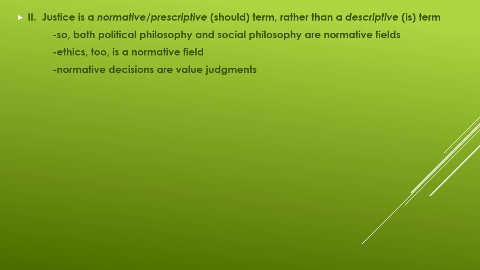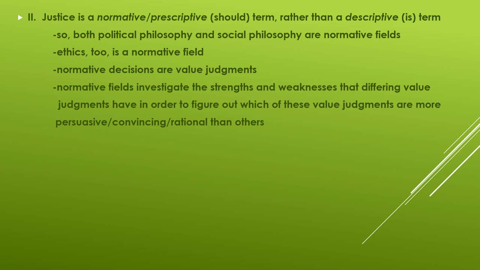And so what we find is that both political philosophy and social philosophy are normative fields. And they share this much in common with the field of ethics, which I'm sure everyone is familiar with. When you say you ought not to trip little kids, what you're saying is that it's preferable. Maybe we know individuals that do that stuff, but we ought not to do that. Normative decisions, in other words, are value judgments. So we're saying this is more valuable than that.